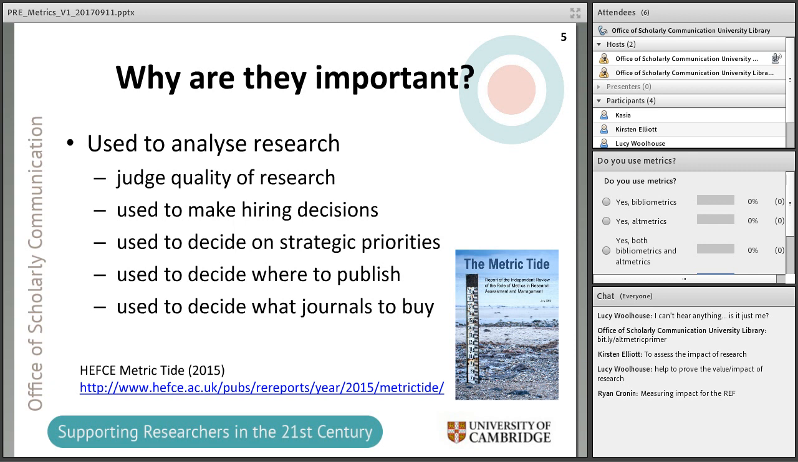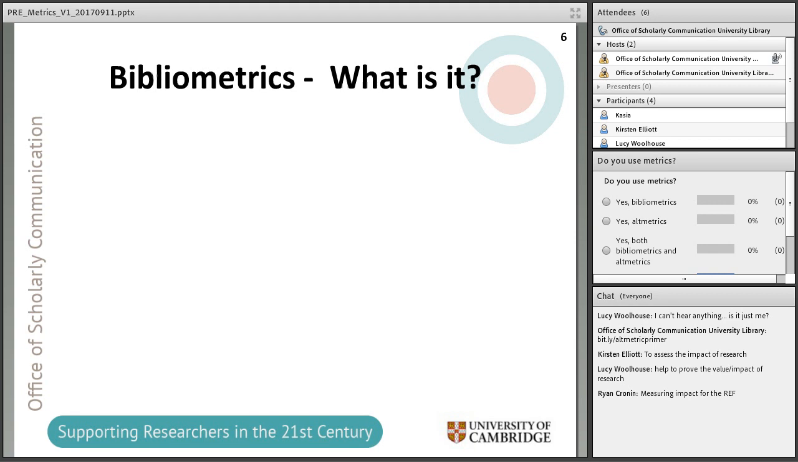And so the metric tide cautioned against using metrics willy-nilly, but they should be used with full knowledge of what that metric means and in the context of other indicators. So I'm going to talk about bibliometrics first of all. I'm going to cover both types of metrics and just explain to you what they are and how you might use them.